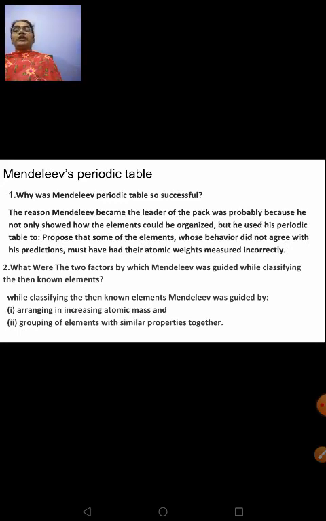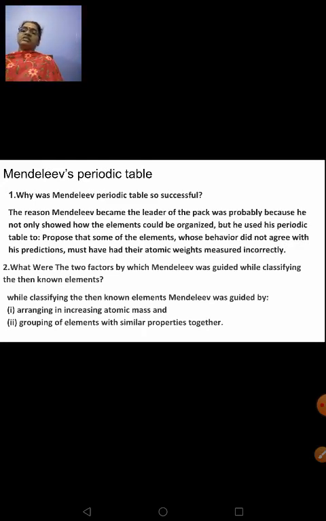Why was Mendeleev's periodic table so successful? You can give any point, that he was the first one to come up with the concept of arranging the elements in groups and periods. He organized the elements in a particular order, meaning the elements possessing similar properties were all put under one group. Like that, you can give many points.